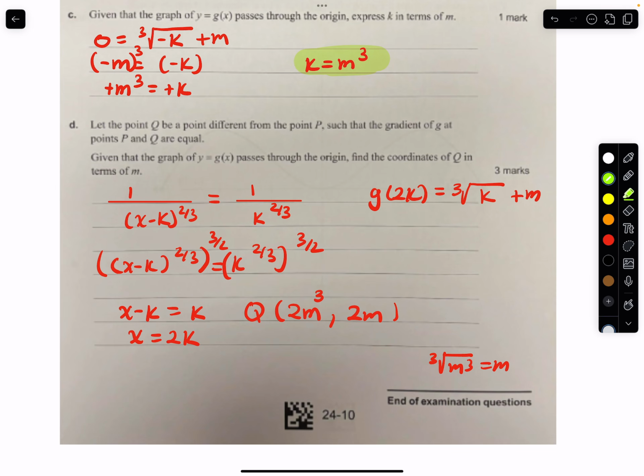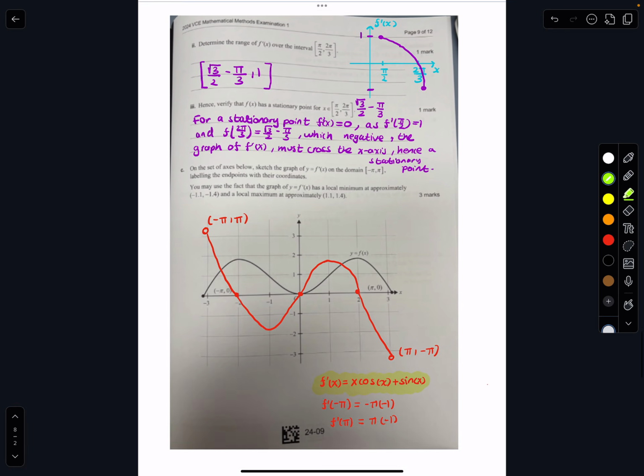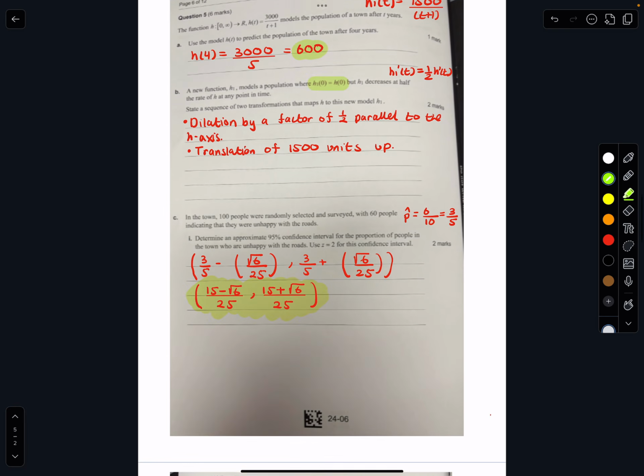And that is it, actually. That looks nice. Not a bad exam, actually. Compared to other following years, sometimes they're always harder, but this paper was all right. Compared to other exams, it's actually easier.